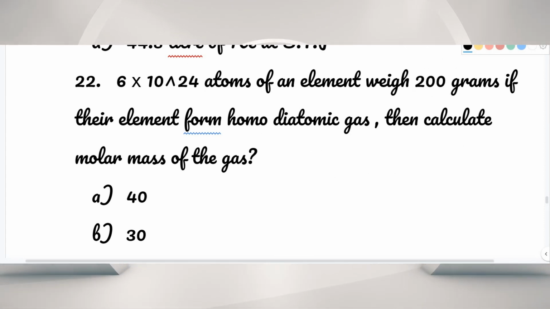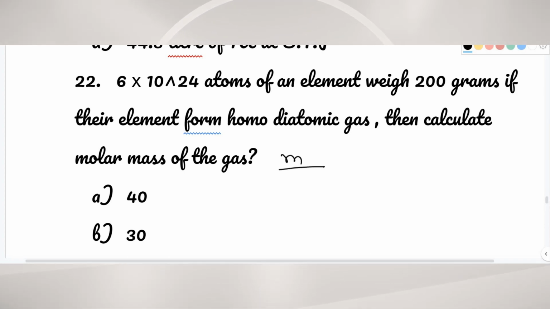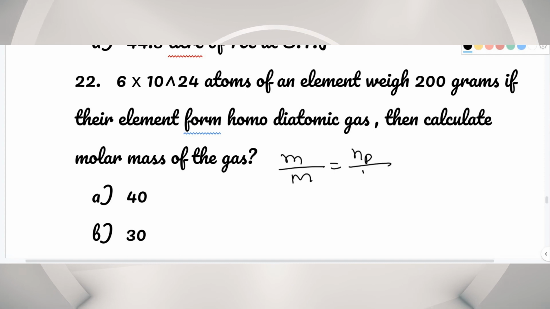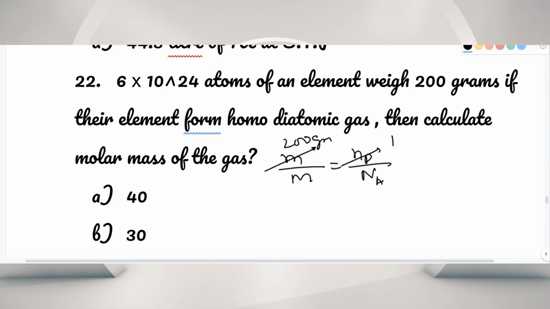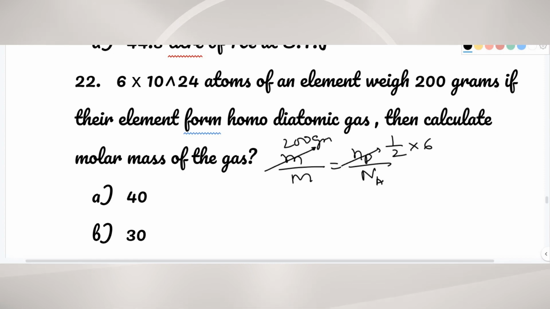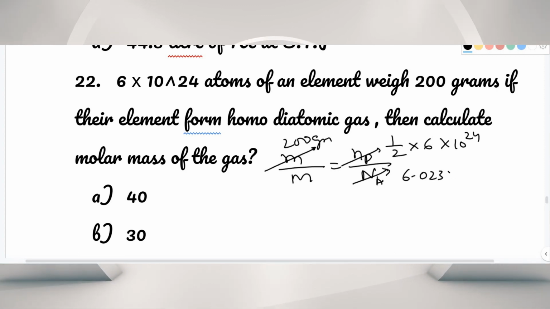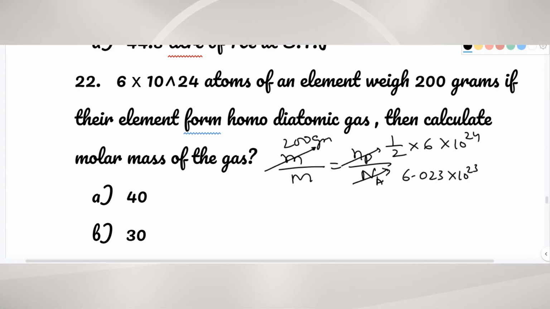Let's use the formula here. Calculate molar mass, so you use given mass by molar mass is number of particles by Avogadro number. Given mass is 200 grams. Number of particles will be half of, because it's diatomic, so single atoms we should say. So half of 6 into 10 to the power 24. You know that Avogadro number 6.023 into 10 to the power 23. Your answer comes in terms of grams. You have to solve it and you get your answer. Okay, that is 3.